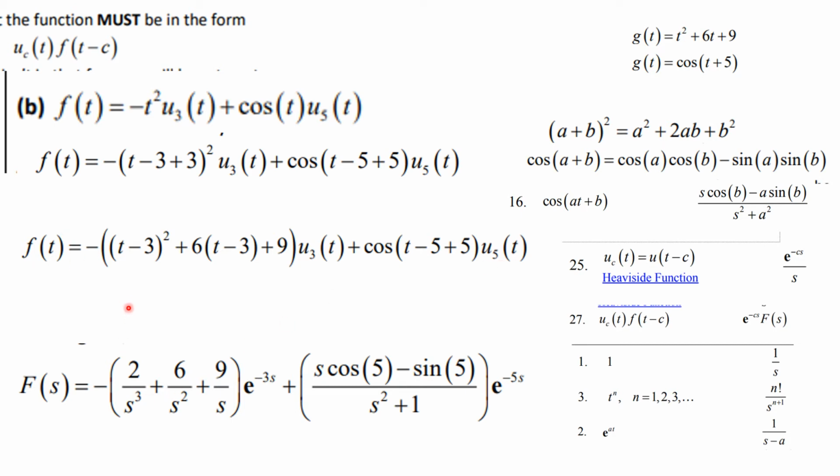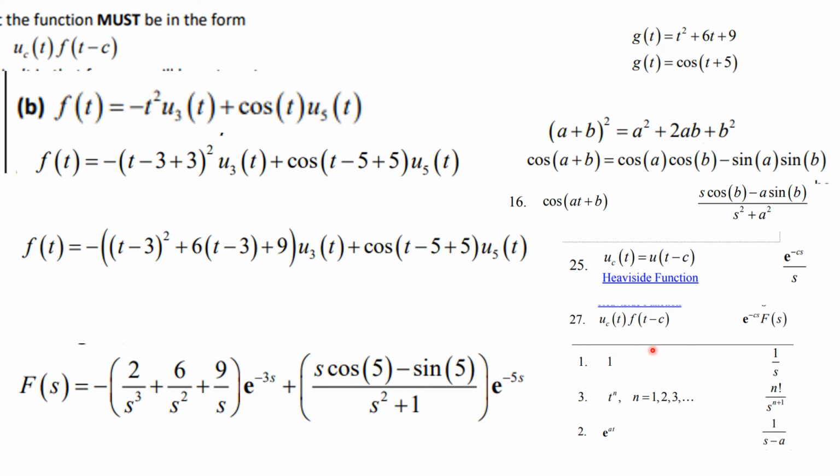Okay, so now what we're going to do is just go through and do these calculations of the transform, and we're using this. But remember, this is shifting not f of t minus c, but this is the transform of f of t. So that's the transform of t squared. That's the transform of t. That's the transform of 9. And then I'm multiplying that by e to the minus 3s.